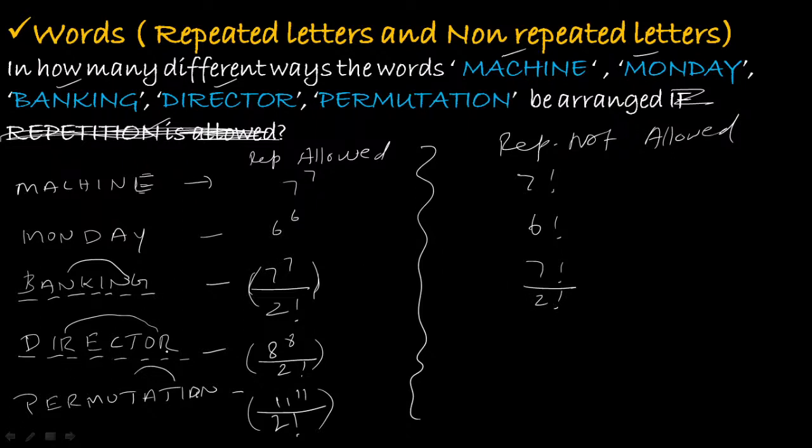Look at the word director, it has 8 letters, so the total number of possible arrangements is 8 factorial divided by 2 factorial, since the letter R repeats 2 times, you have to take it in the denominator. And the same for permutation, the different possible arrangements are 11 factorial, and T repeats 2 times, so you have to take it in the denominator. So now you got a clear idea about how we can calculate the different permutations, that is, the different ways of arrangement of the given words, when repetition is allowed and when repetition is not allowed.